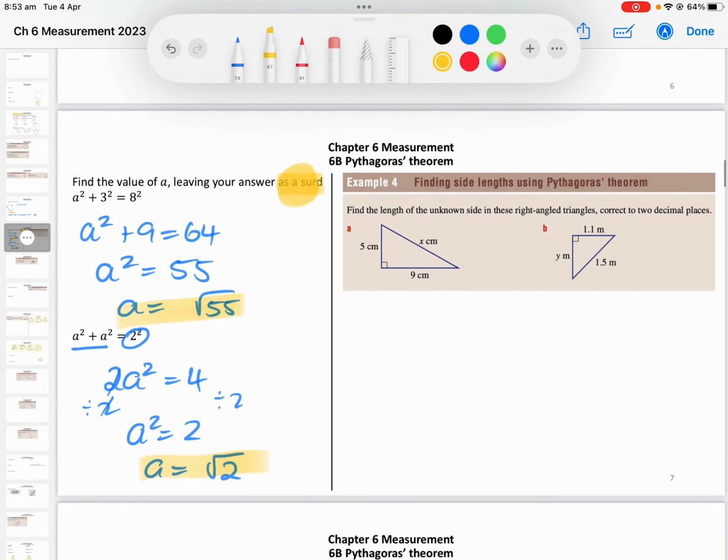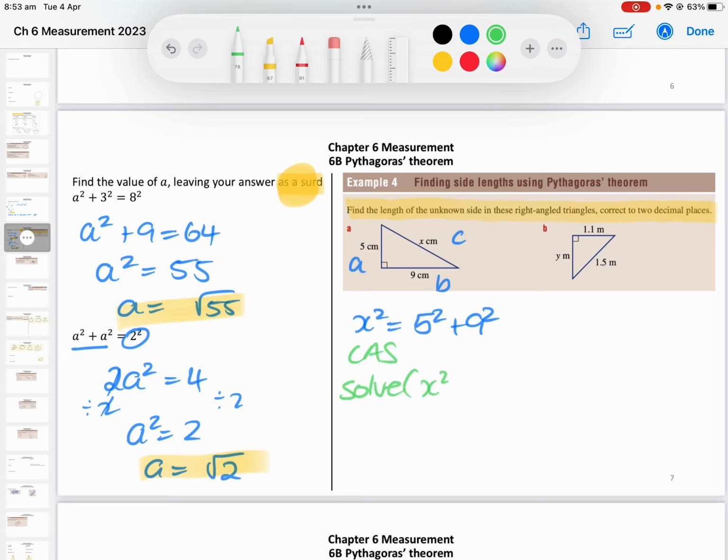Let's have a look at example 4. Find the length of the unknown side in these right-angled triangles, but these are correct to 2 decimal places, so you can use your calculator here. This is A, this is B, this is C. So x squared equals 5 squared plus 9 squared. If I've got my calculator out, I can use my CAS calculator to solve that for x, and if you do a Control Enter, you'll get the decimal places. Or I can do it by hand if I want to.